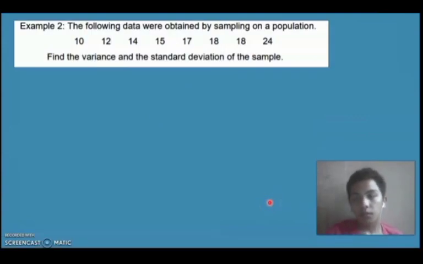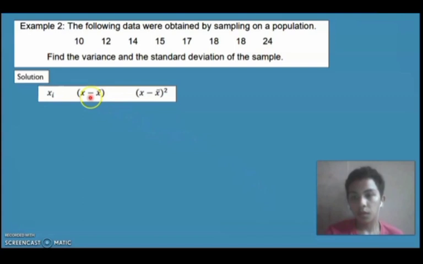Next, another example. The following data were obtained by sampling on a population: 2, 10, 12, 14, 15, 17, 18, 18, 24. Let's find the variance and standard deviation of the sample. This is for the sample.